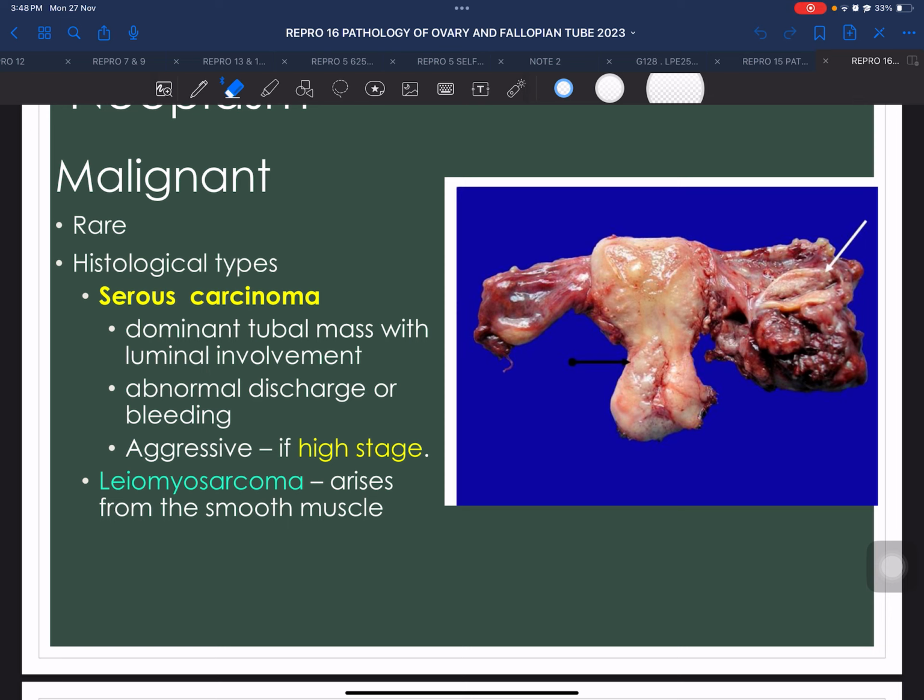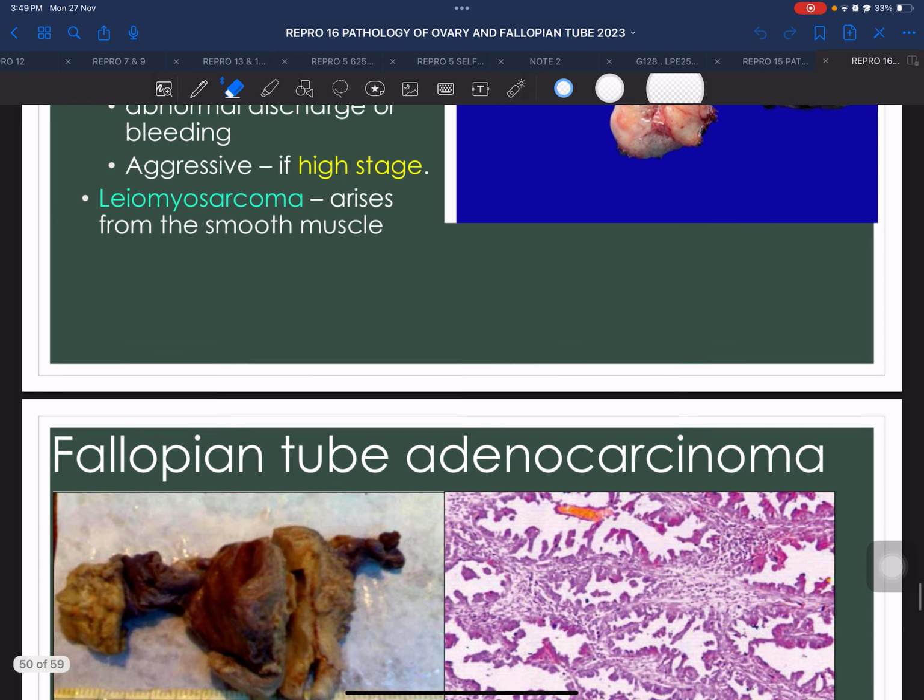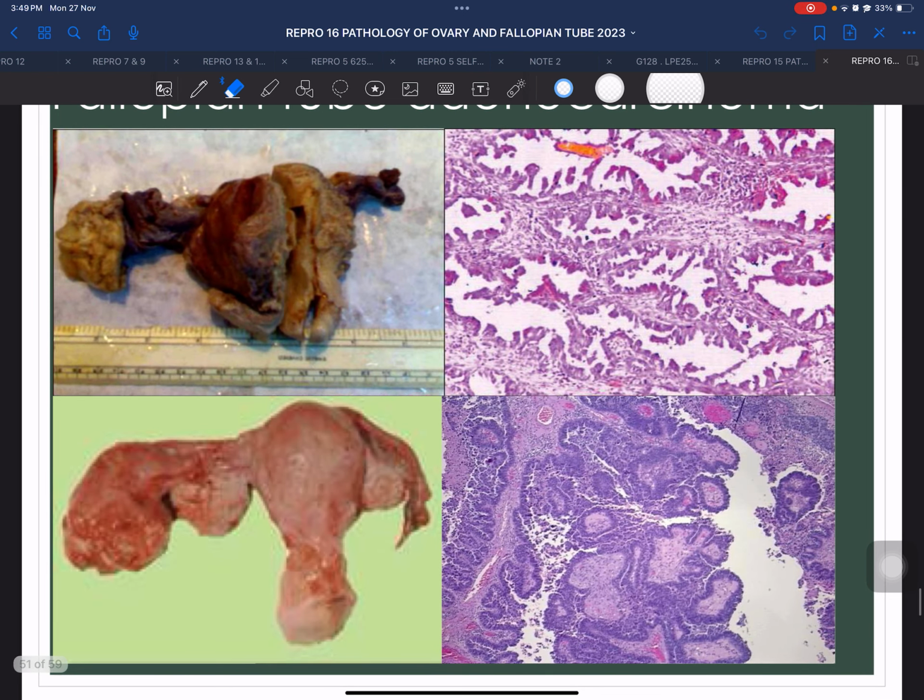Leiomyosarcoma can arise from the smooth muscle of the wall of the fallopian tube, but they are very, very rare. Okay, so this is a gross picture of a tumor in the fallopian tube. Here is also another tumor arising from the fallopian tube, and this is the same. So the morphology of the serous carcinoma in the ovary as well as in the fallopian tube is the same.